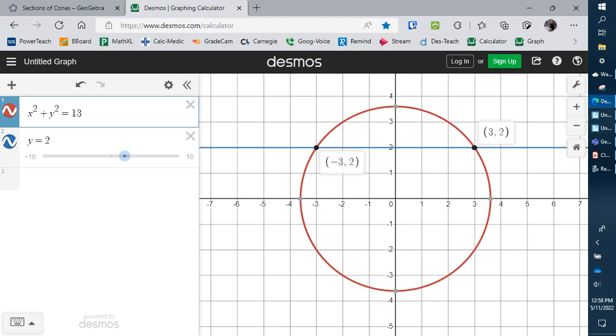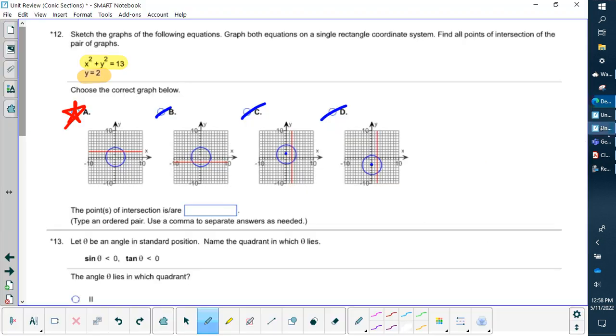And the nice thing is I just hover my cursor over, and it will give me intersection points. So when I go here, boom, there's my intersection, and there's my intersection. And those are my points of intersection, and that's the easiest way to do this. So let me go back.